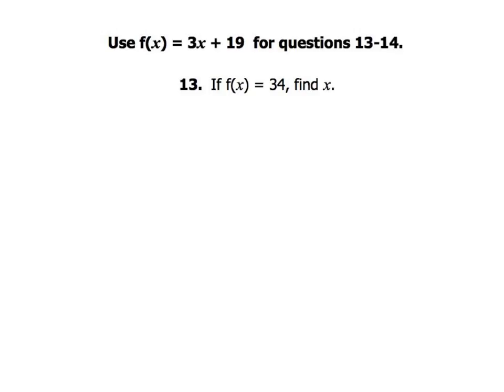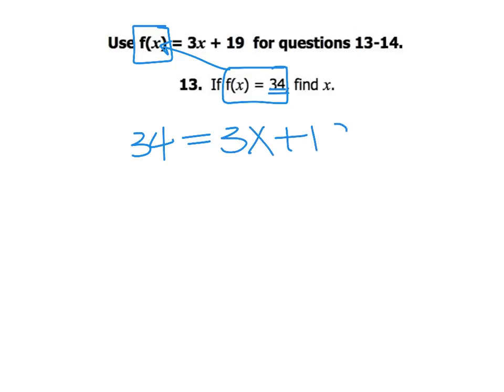Number 13 is a little different. We're using this f of x function, but we're given that f of x equals a certain value, and we want to find x. So essentially it's the opposite. Normally we're given x, and we want to know what does f of x equal. So in order to do this, we're going to substitute this value. We know f of x equals 34. We're going to substitute that in for f of x. So we want to rewrite this as 34 equals 3x plus 19.